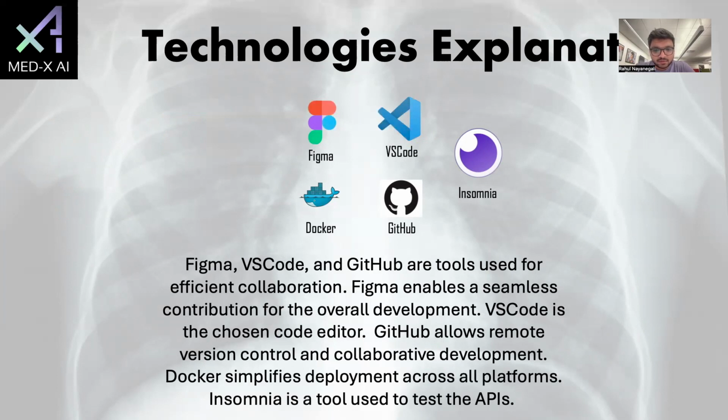And GitHub is a remote version control for collaborative development. And Docker simplifies deployment across various platforms, which streamlines the deployment process. So Insomnia is a tool which we use to test our API. Next slide.